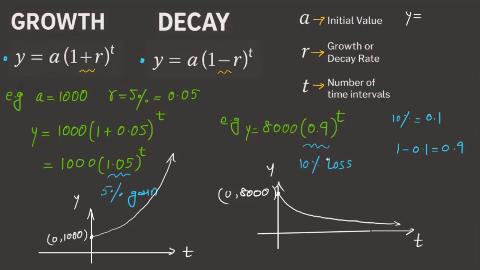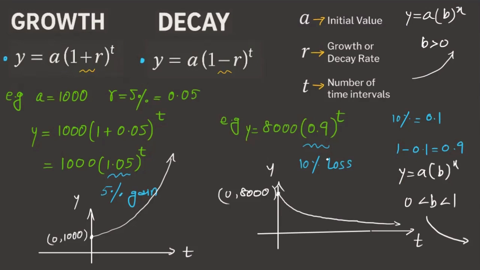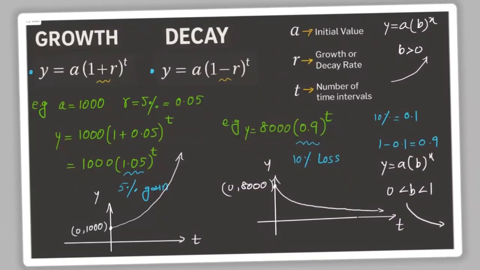If you have y equals a times b to the power of x, and b is greater than 1, this will be an exponential growth. And if y equals a times b to the power of x, and b is between 0 and 1, this will always be an exponential decay, or an exponential decrease. Let's dive into some actual SAT style questions.